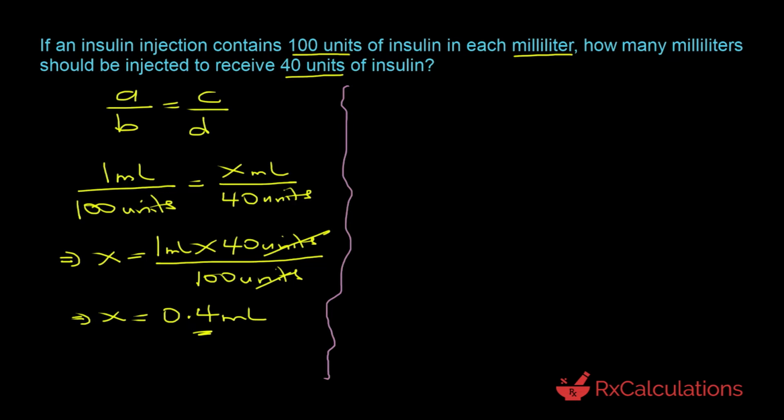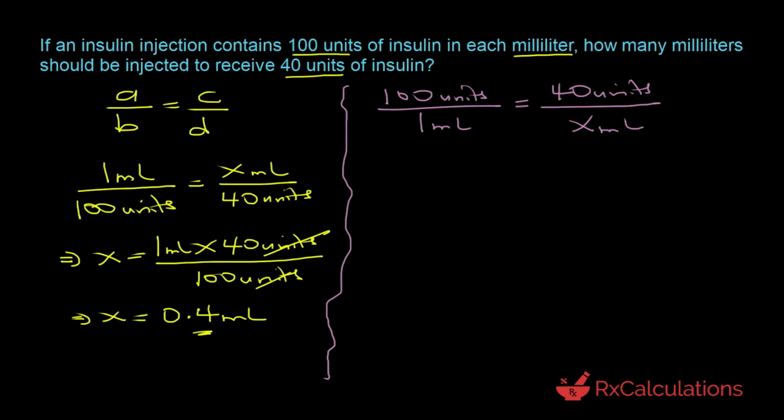And so what that would look like then is you have 100 units, which is contained in 1 milliliter, and that should be equal to 40 units divided by some quantity in milliliters. So now in this instance, you have 100 units as one of the extremes, the x value here as one of the extremes, and then your 1 milliliter and 40 units are your means.